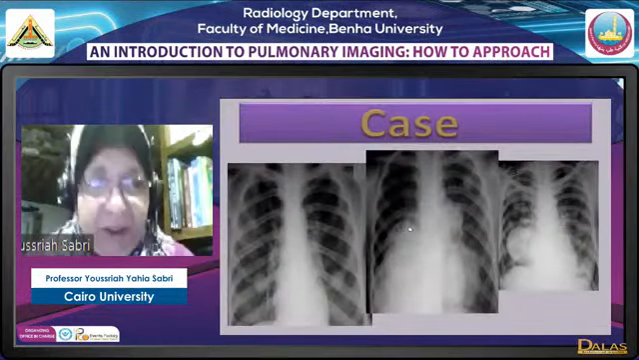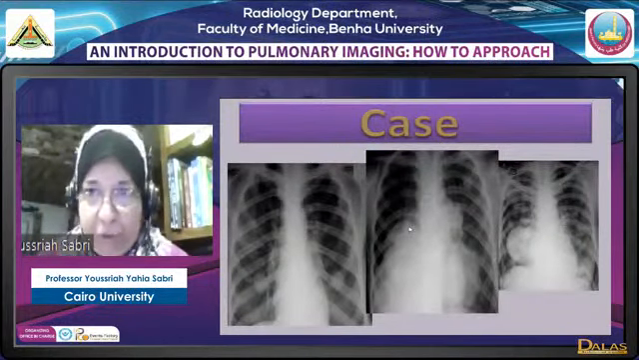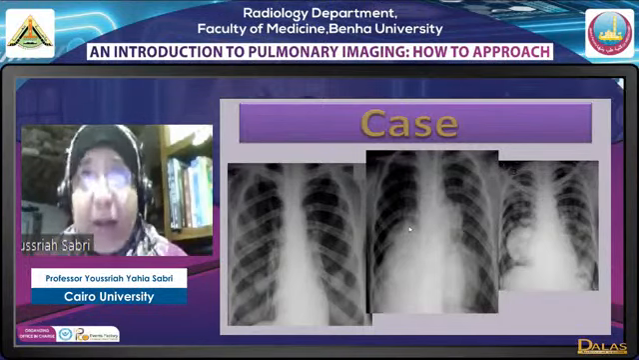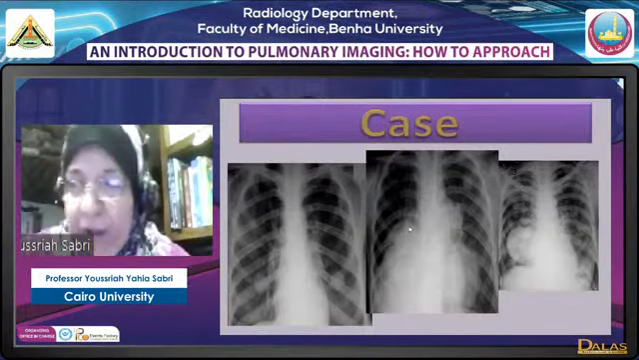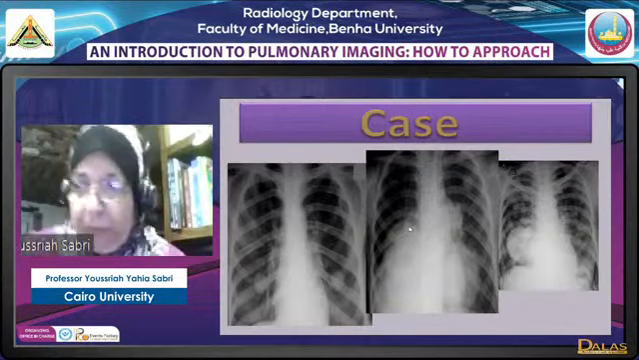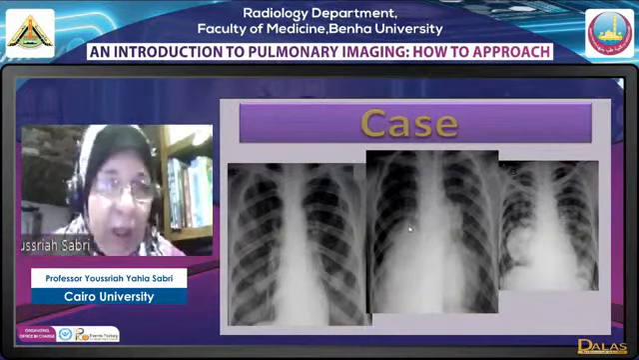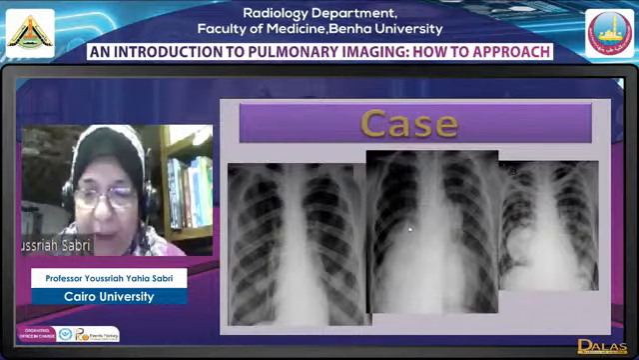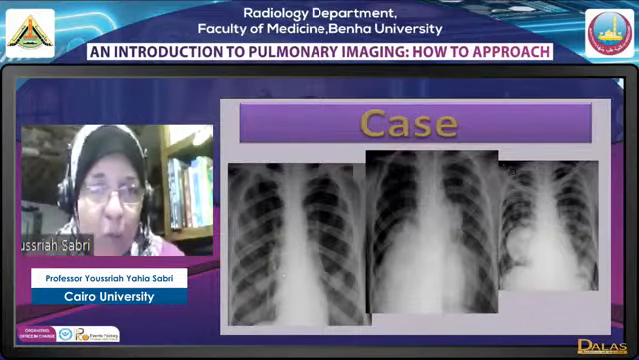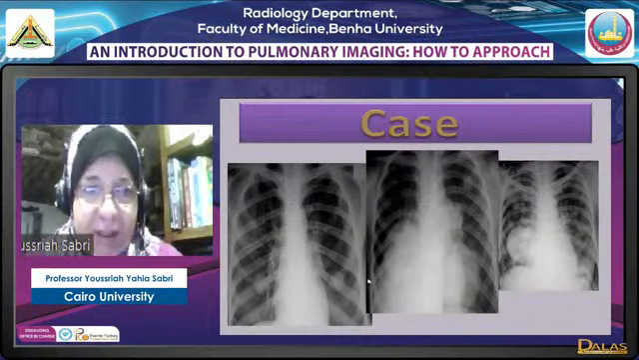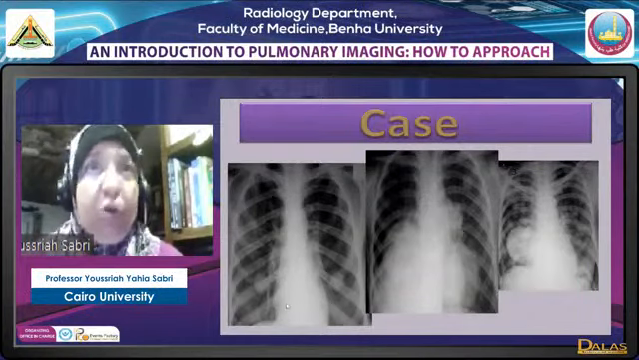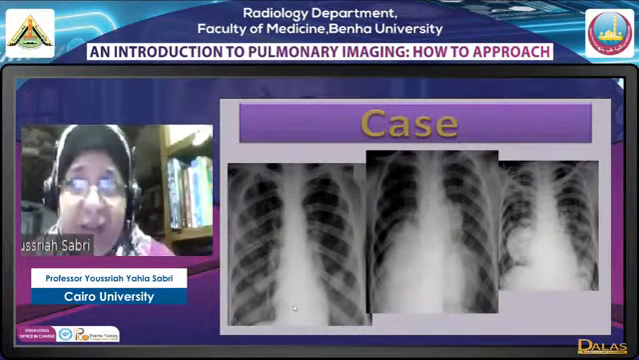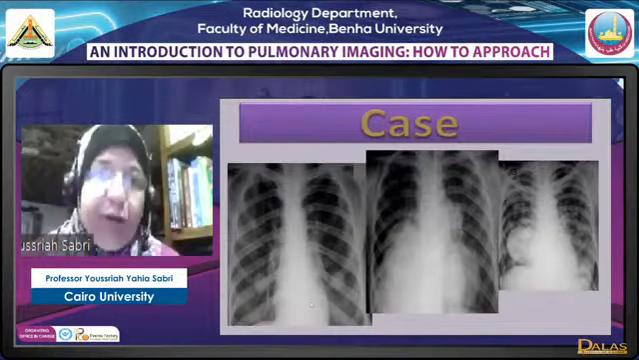Now we'll shift from a single pulmonary nodule to multiple nodules. And when we say multiple, we mean more than one. Starting from 2. When we have multiple nodules that are well defined, as you can see here, the first possibility and most important possibility is metastasis, even if we don't have a history of primary.